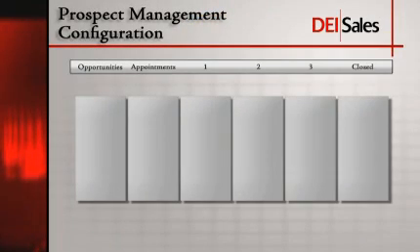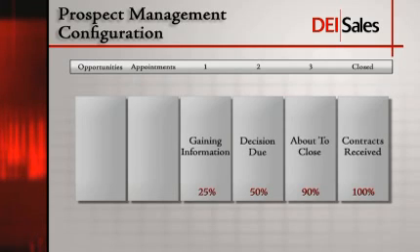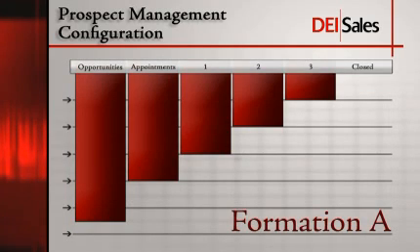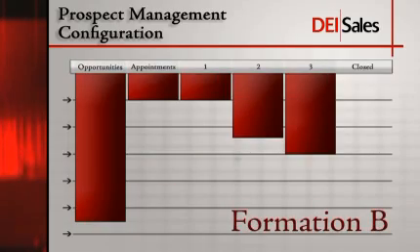What you see are 6 columns. You see the closed column, 3 prospect columns, which are the various phases of prospecting, which I'll explain in a minute. Before that, you see the appointment column, and before that are all the opportunities. Well, if you look at this, we'll call this Formation A. Now compare Formation A to Formation B.